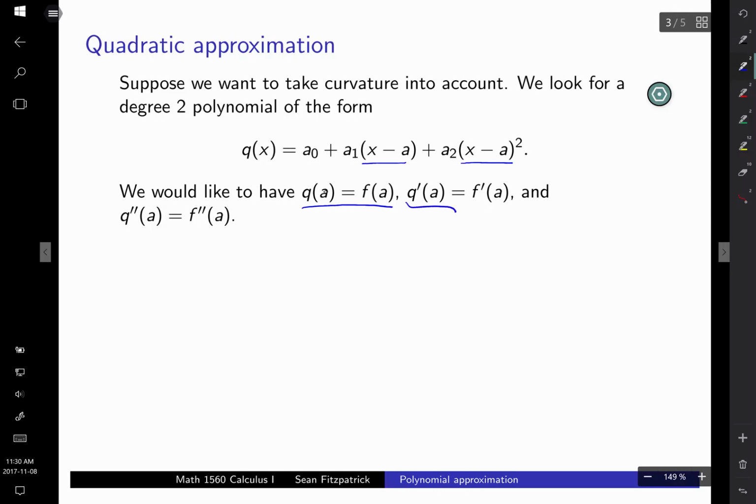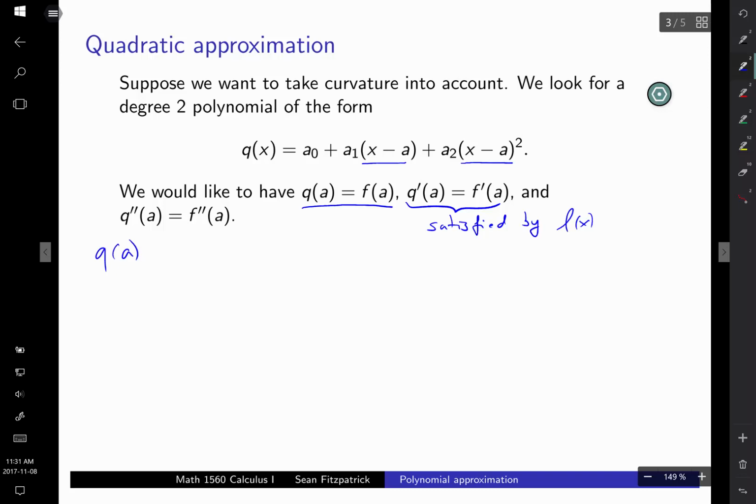Notice that this condition here is satisfied by the linearization. L prime of x is equal to f prime of a everywhere, so in particular it's equal to f prime of a when x equals a. And then you want to move on and require not only that the functions agree at the point and the first derivatives agree at the point, you want the second derivatives to agree at the point as well. So we start looking at, okay, what do we have here?